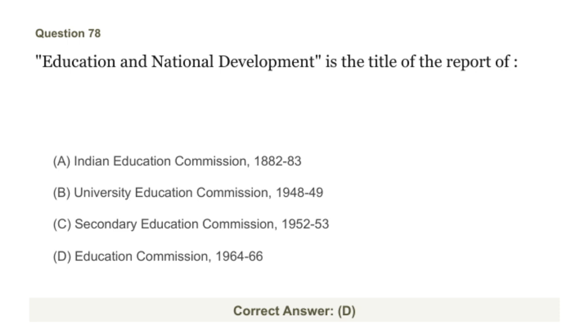It emphasized that education should contribute directly to economic growth, social cohesion, and overall national development. This report laid the foundation for many of the educational reforms we see today, highlighting the importance of accessible and inclusive education for all citizens. Connecting this to our overall theme, it reminds us that education is not just about individual growth, but a vital instrument for the collective advancement of our nation.